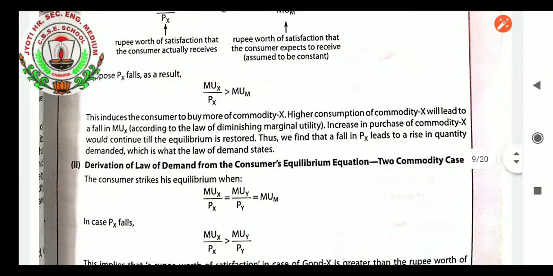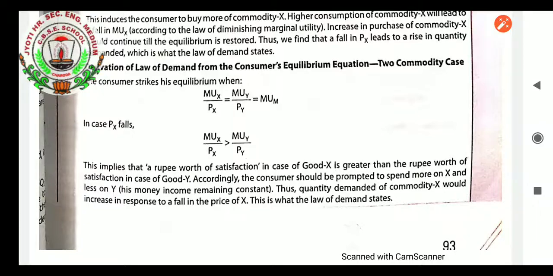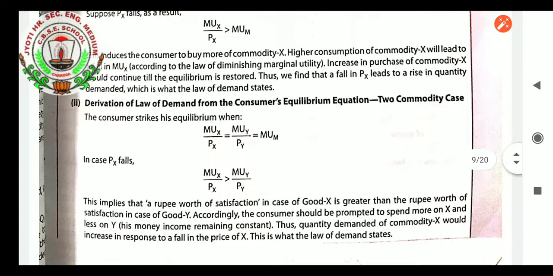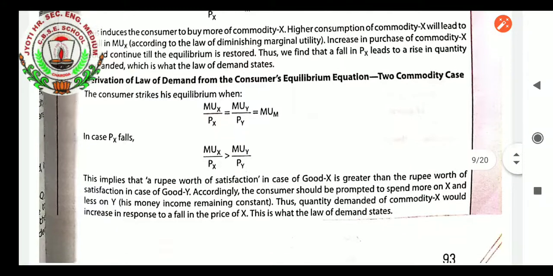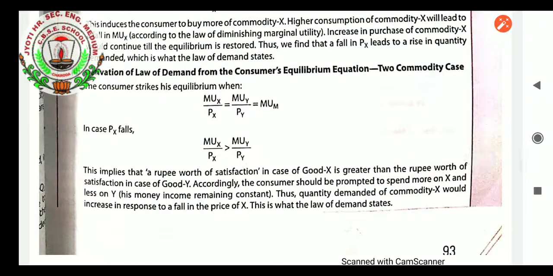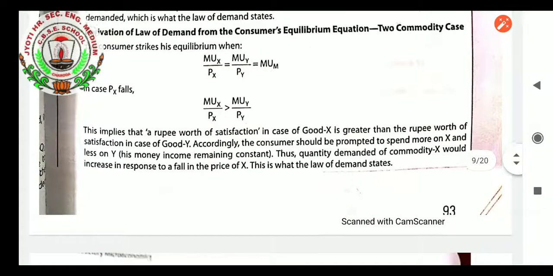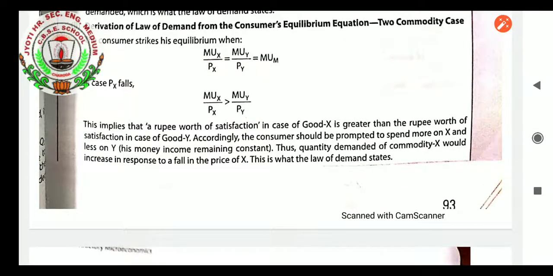Derivation of law of demand from the consumer's equilibrium equation, two commodity case. The consumer strikes his equilibrium when MUX divided by PX equals MUY divided by PY. This is the two commodity case, X and Y products. Both products must come within the budget, that is MUM. In case PX falls, the price of the commodity falls, then what will happen? There will be more consumption of commodity X.